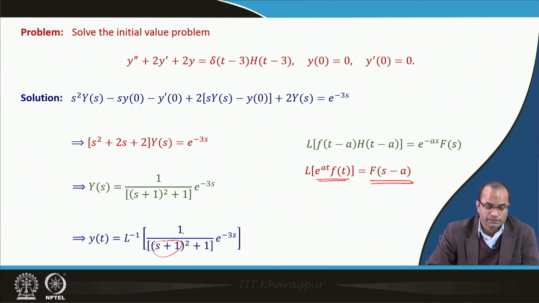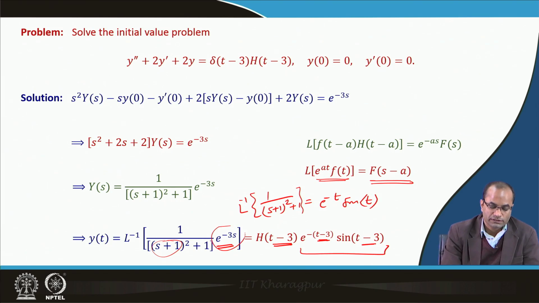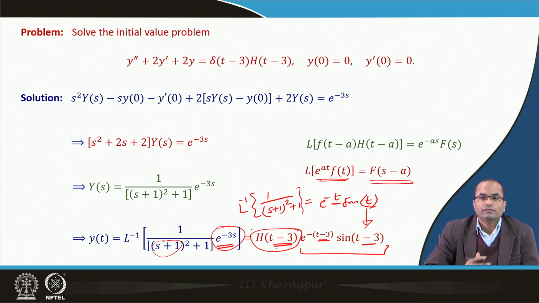So it will be e to the power minus t times sin t. Because of this e to the power minus 3 s there will be a shift in t by t minus 3: the inverse Laplace of 1 over (s plus 1) squared plus 1 is e to the power minus t sin t, and then because of e to the power minus 3 s, t will be replaced by t minus 3 everywhere, and there will be a factor of the Heaviside function H(t minus 3).